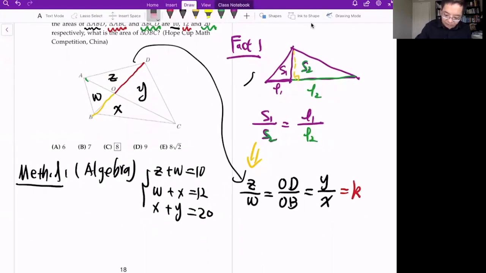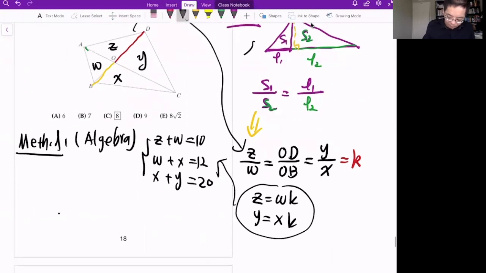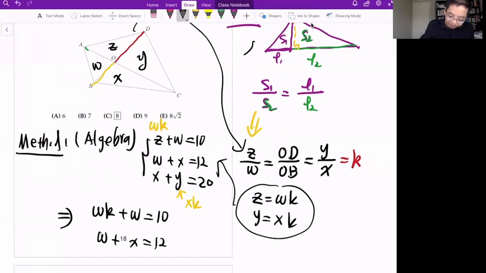So then I get z equals wk, and y equals xk. I plug this back into my equations. Let's see what we can get. We try to simplify the whole thing. So I can replace z by wk, and I can replace y by xk. Okay, so I get wk plus w is 10, and then w plus x is 12, and then x plus xk is 20.